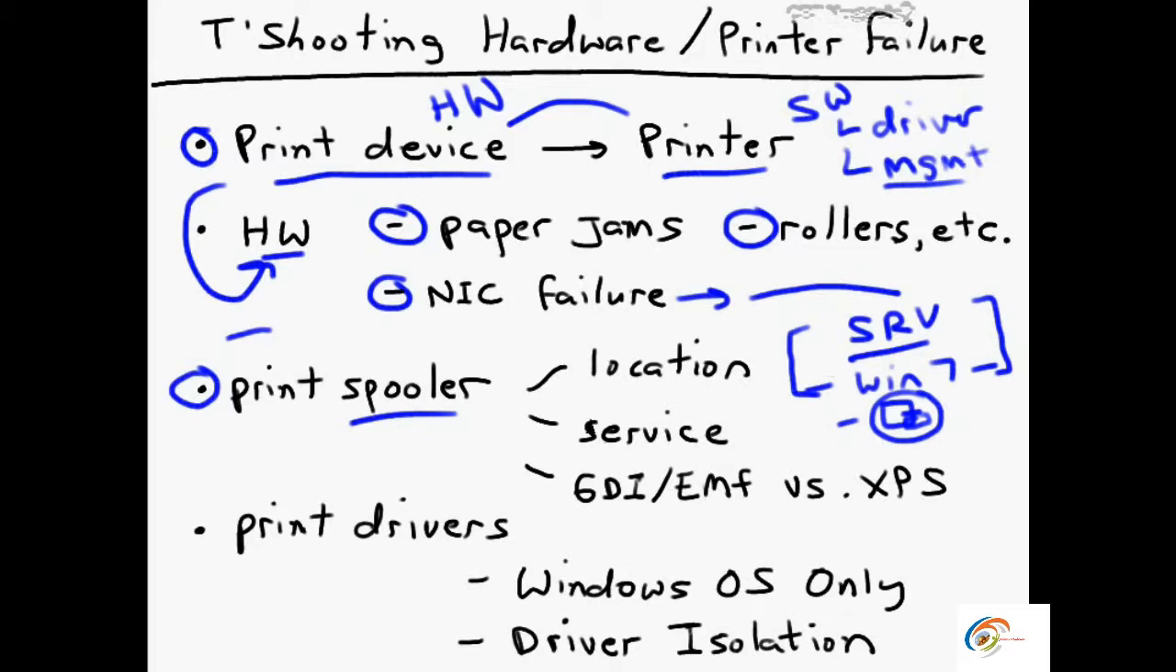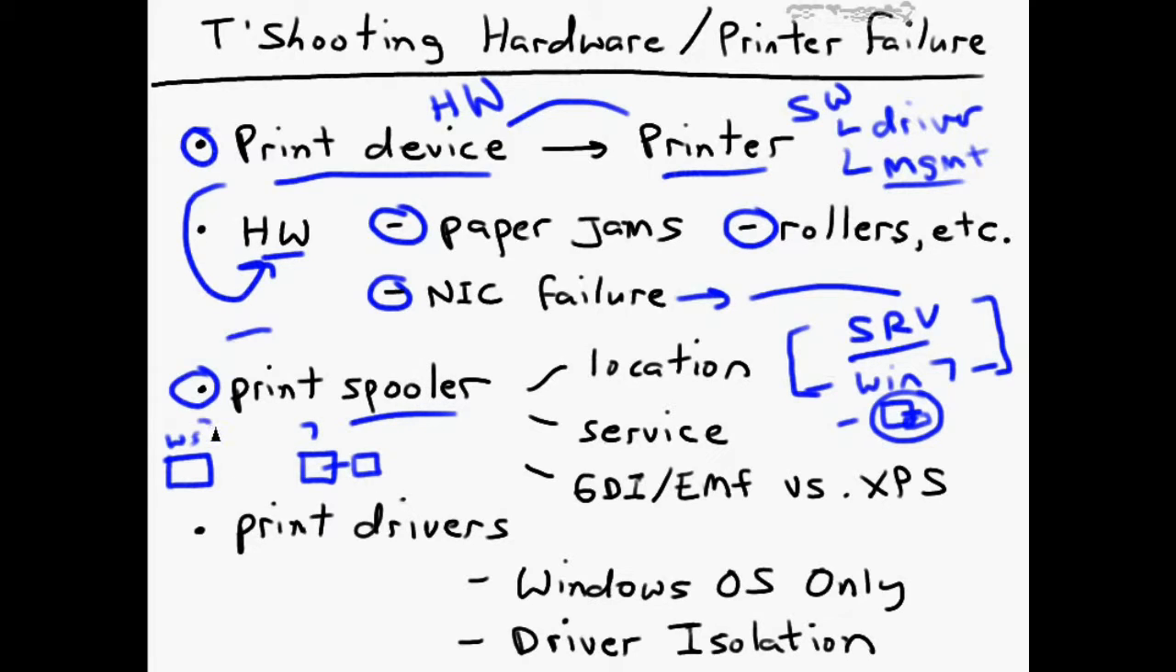In this case, we're dealing with two scenarios, one where we have a dedicated print server running a Windows Server OS, and the other where we have a Windows 7 workstation that has a locally attached printer. Now, getting back to our discussion of the spooler, it is a folder that contains page images from print jobs.